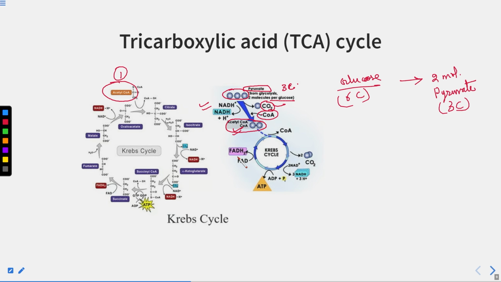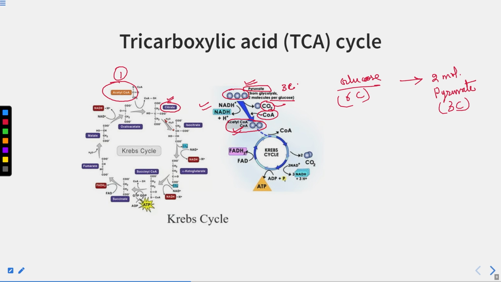Now, this acetyl coenzyme A enters the Krebs cycle. So the Krebs cycle does not have pyruvate. It will start from the acetyl coenzyme. So the pyruvate is first converted to acetyl coenzyme A by the decarboxylation of pyruvic acid. Okay, so once this happens, this acetyl coenzyme A will form citrate.